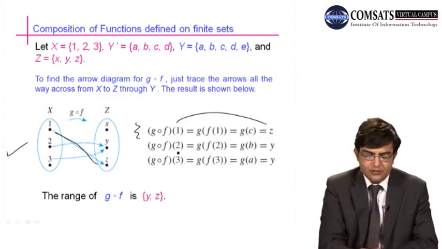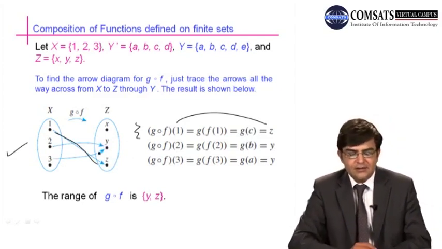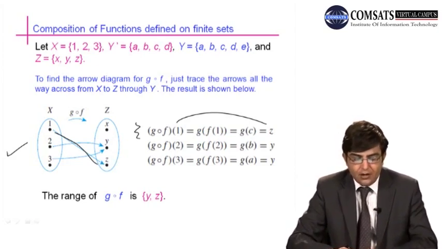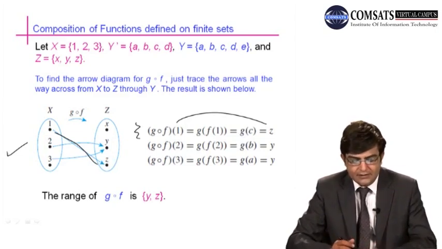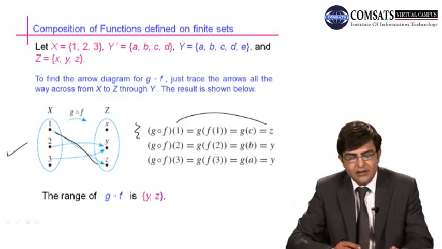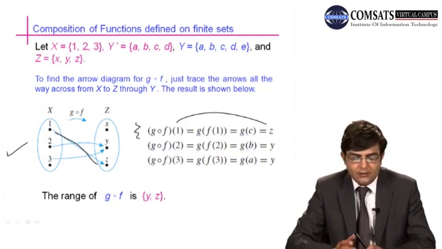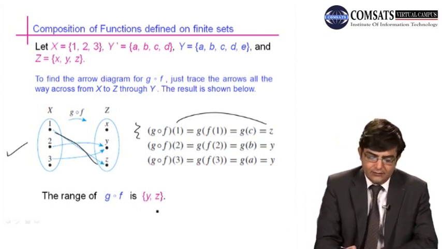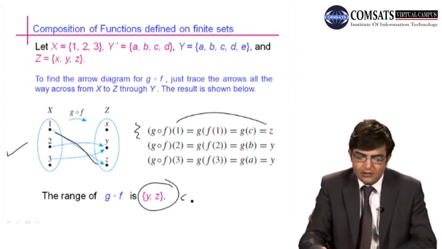Here 2 is connected to y, and 3 is connected to y again. So this is how we can draw an arrow diagram of the composition of any two functions directly from X to Z. Now here the domain of this g circle f is X, and the codomain is Z, {x, y, z}, and the range is all those elements which are images of some elements of X. Then the range of g circle f is {y, z}, which is obviously a subset of the codomain.